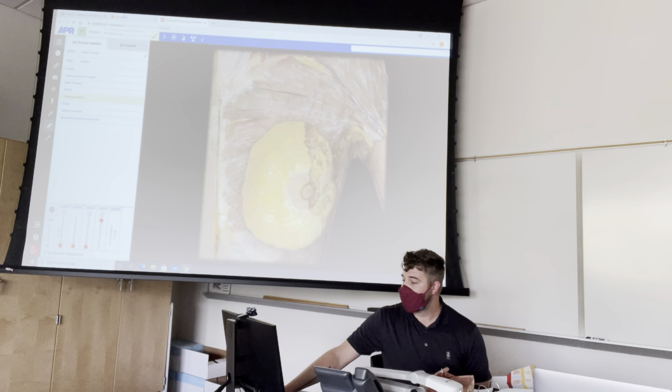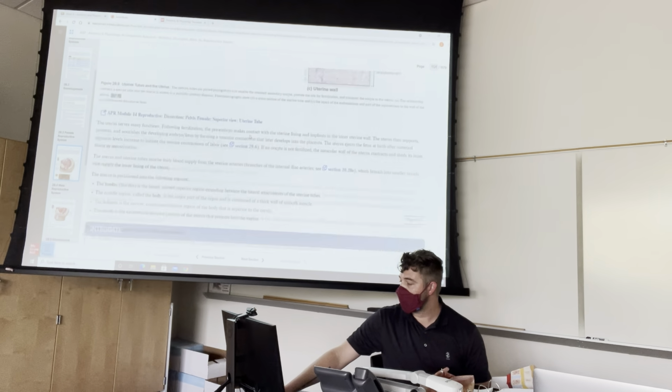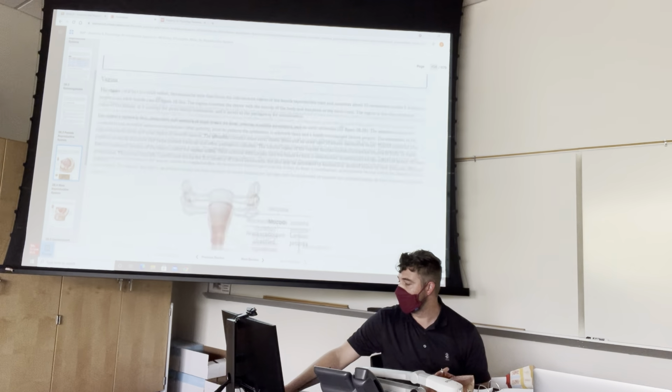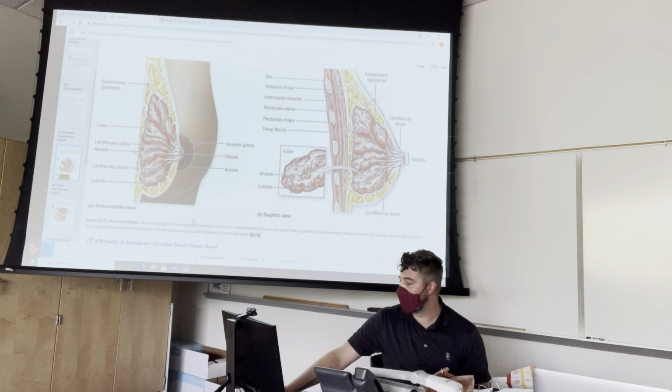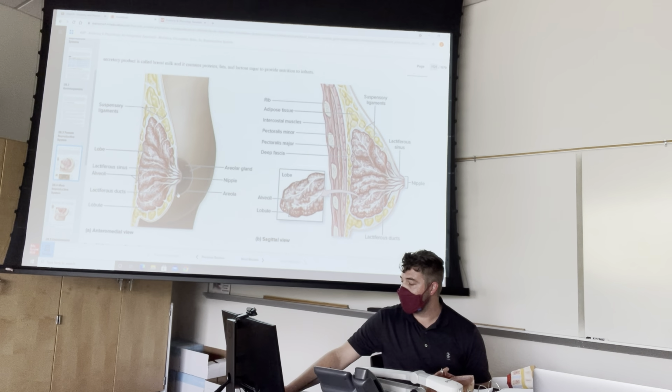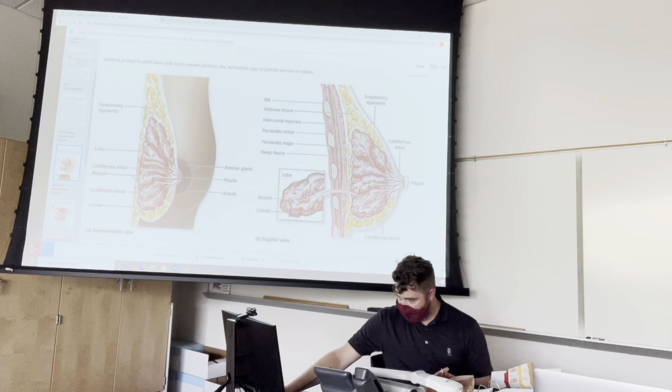We can go into the very bottom of this chapter. Yeah, figure 28.13. And you can see in here, because your lab manual mentions the ducts and the sinuses. So we can see that as the ducts, the milk is produced within these alveoli. We have alveoli in our lungs, we have alveoli in the mammary glands. Milk is produced here. It's collected in the lactiferous ducts.